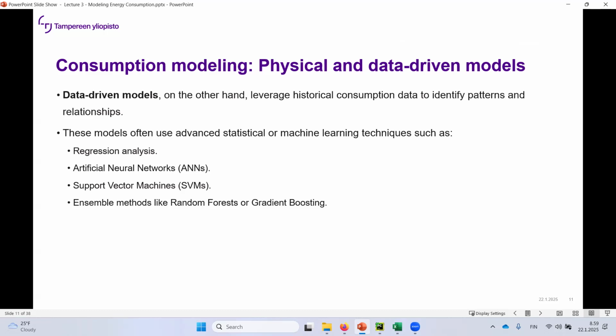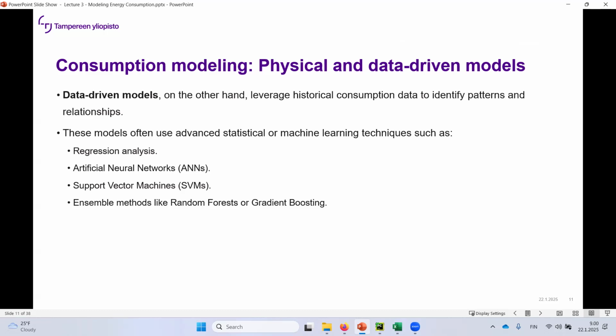Advanced machine learning techniques: regression analysis, artificial neural networks, support vector machines, random forests or gradient boosting. I'm not sure how much we are going to be using these ones. In the exercises, we'll be using a probabilistic model combined with the data-driven model. I tried to make some examples out of these, but I just didn't have the time to get it right.